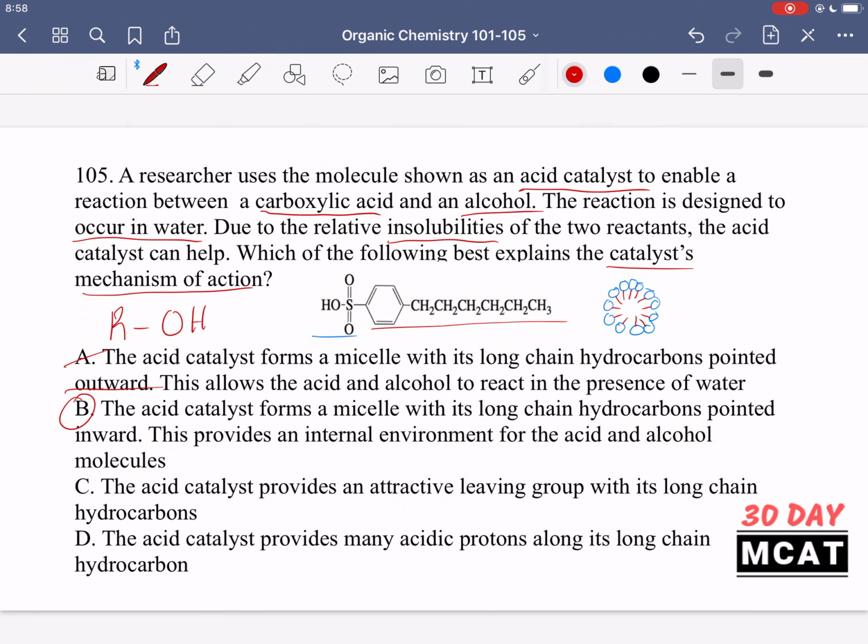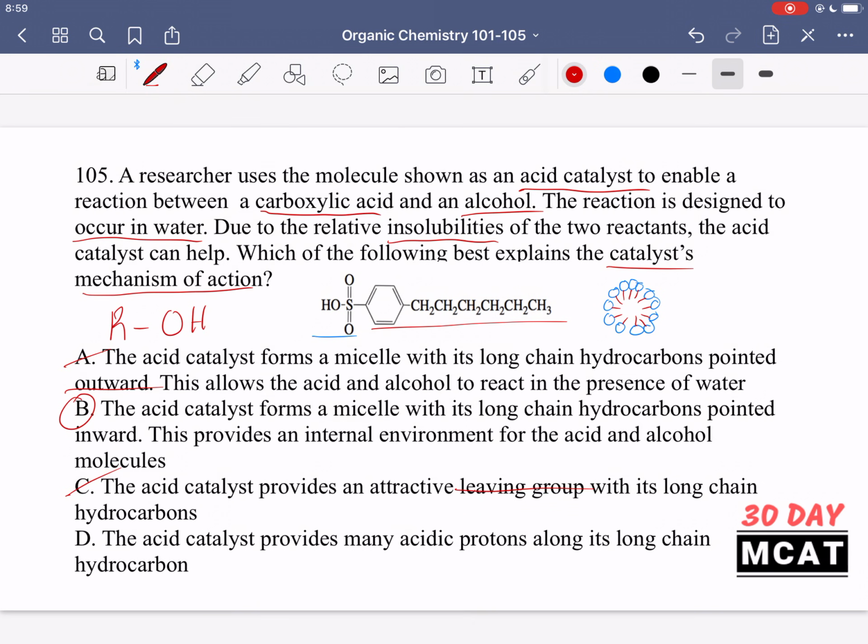Inward is where we have the long hydrocarbon chains pointed. And the key part here is the micelle. That's very important. That's a structure that they form, which is why we use this type of acid catalyst. Option C is saying the acid catalyst provides an attractive leaving group. First of all, no, it doesn't provide a leaving group. Second of all, the long chain hydrocarbons, that's definitely not a good leaving group. That would be a terrible leaving group.